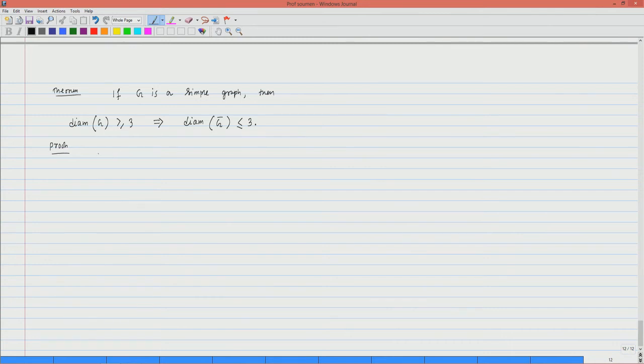Okay. So, when the diameter of a graph G is greater than or equal to 3, there are non-adjacent vertices u and v in the graph G with no common neighbor.